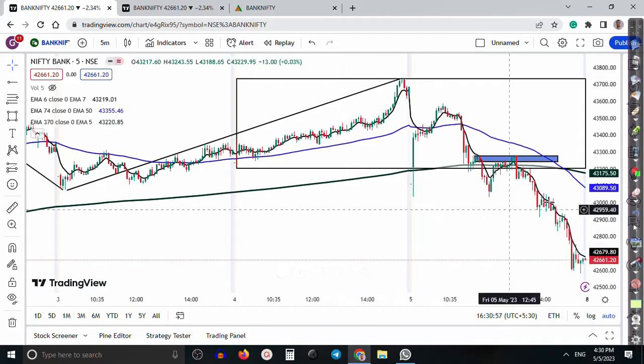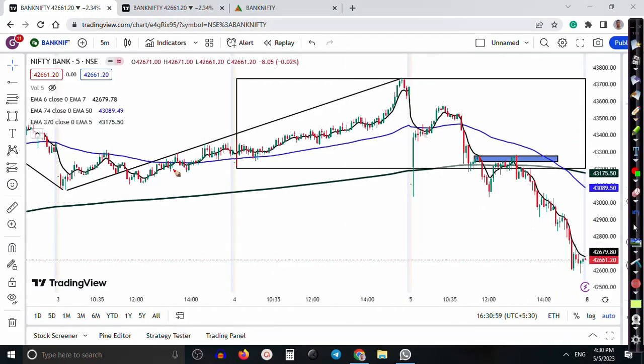All right, guys, as we discussed yesterday, from here to this level is all buyer territory, and that was our session high, and this is the low. But today the market opened exactly near the session's lower point, and suddenly price dropped and again bounced from this area.